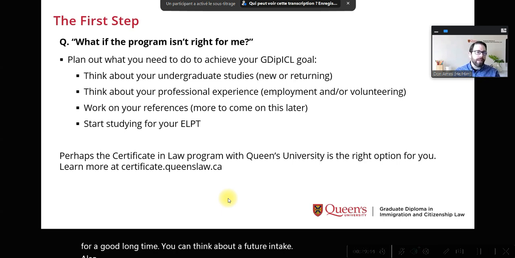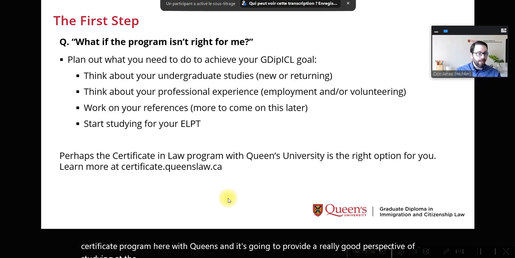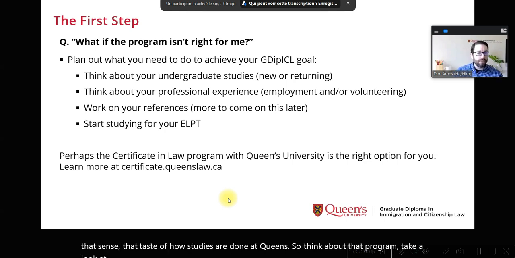Also, you should think about maybe the certificate in law program. We have a really lovely certificate program here with Queens, and it's going to provide a really good perspective of studying at the undergraduate level. It is an undergraduate program, and it will give you that taste of how studies are done at Queens. So think about that program. Take a look at their website, certificate.queenslaw.ca. There's a lot of great resources that you can take a look at there to prep you for maybe a future application for the program.